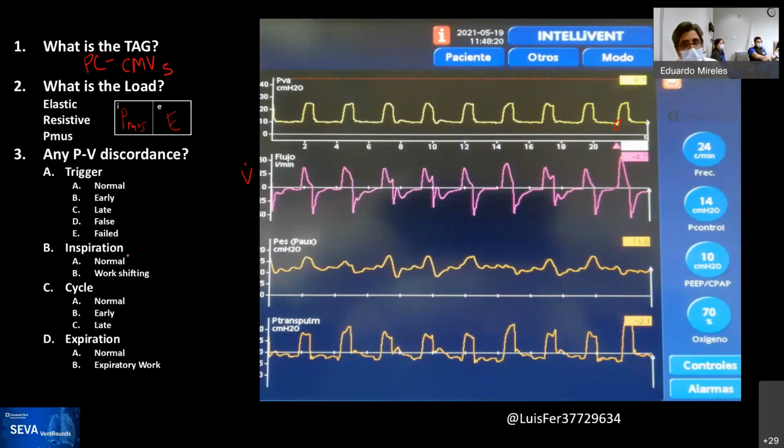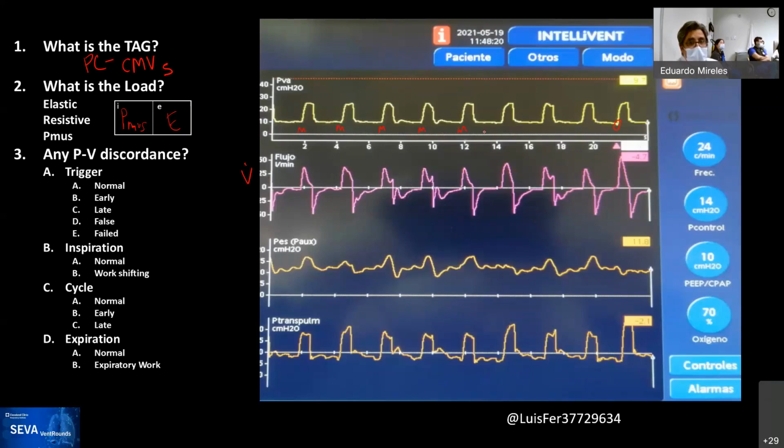I guess we can only judge the last breath, right? You have all of these. All of these are your friends. Have no fear. What is the predominant pattern that you see here? So you know that all the breaths are machine triggered, right? Yes? So those are all machine triggered.